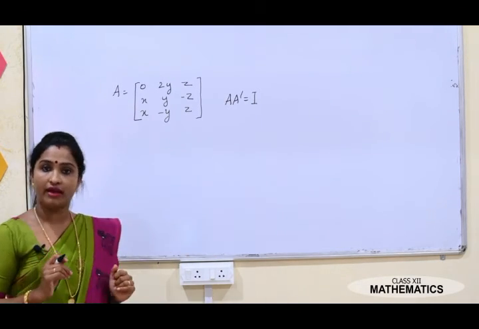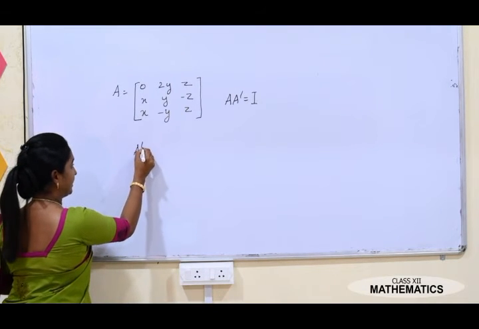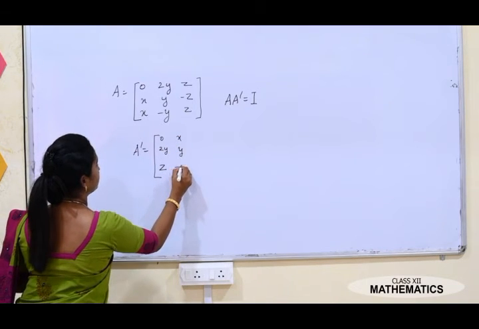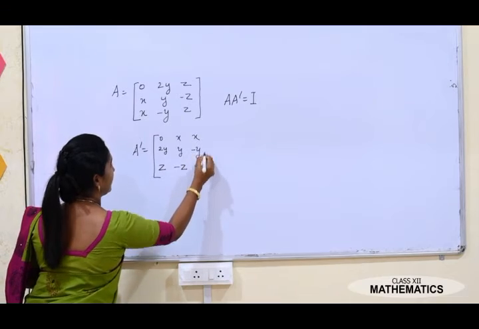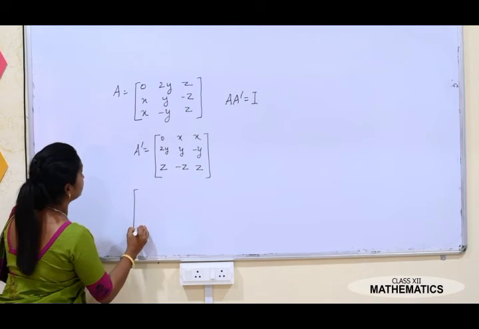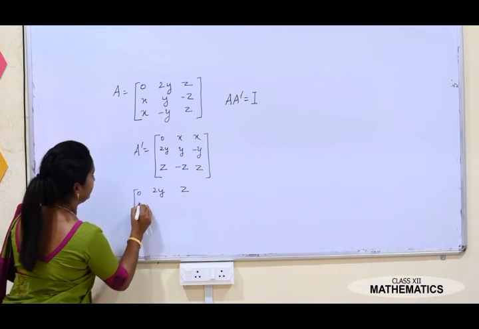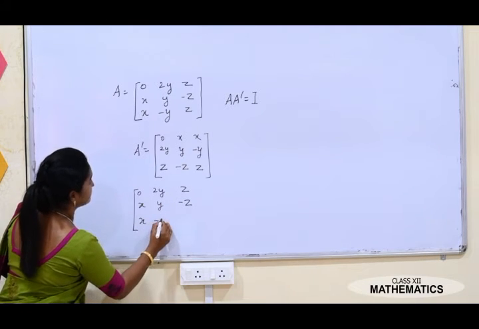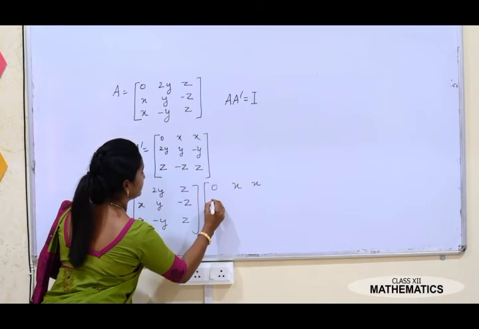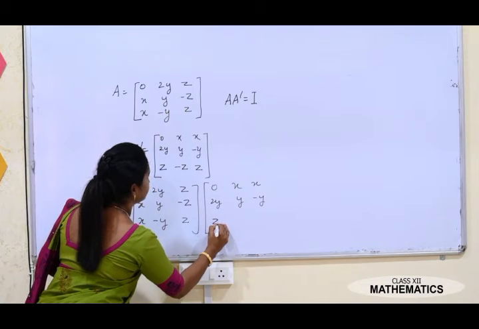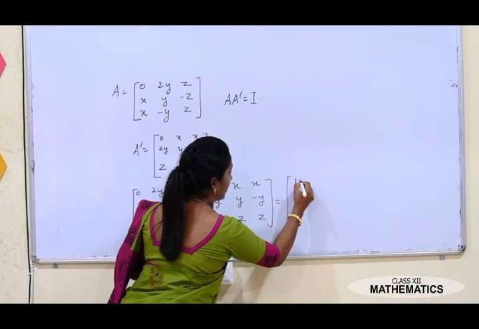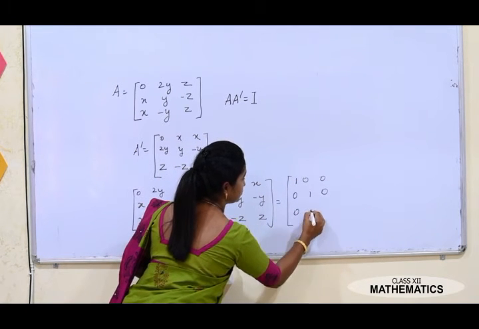Equate and find the values of x, y, z here. So first, what will you find? A dash, again the transpose: 0, x, x; 2y, y, -y; z, -z, z. Okay, you have found the transpose. Now we will substitute it here. What is A? 0, 2y, z; x, y, -z; x, -y, z into A dash, which is 0, x, x; 2y, y, -y; z, -z, z. And this is equal to I, that is 1, 0, 0; 0, 1, 0; and 0, 0, 1.